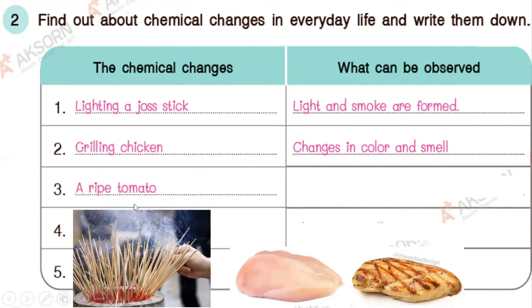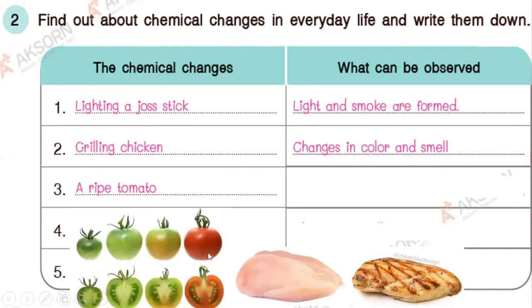Okay, number 3, a ripe tomato. What is it? Ripe tomato is this one, on the right side of this photo. Okay, what can be observed? What is the difference between raw tomato and ripe tomato? Ripe tomato, different color, yeah, and I'm pretty sure different smell as well. So what can be observed? Changes in color, yeah, it was green and it became red, and it's a different smell.